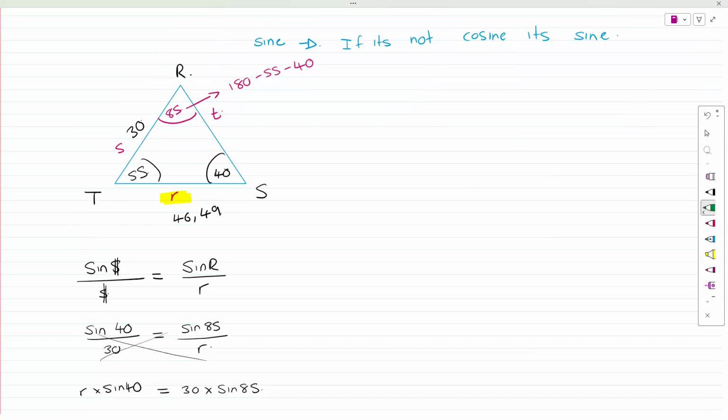Let's deal with the next one. So I'm going to deal with t. I'm going to use sine s again because I want to. Sine s over s equals sine t over t. And then this would be sine of 40 over 30 equals sine of 55 over t. Again, we cross multiply.